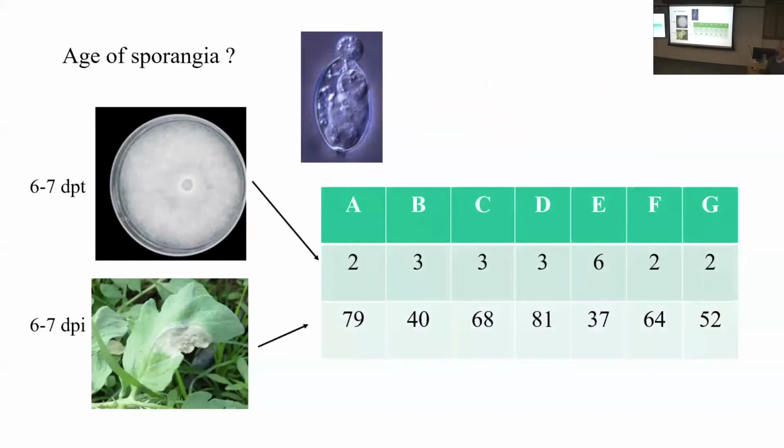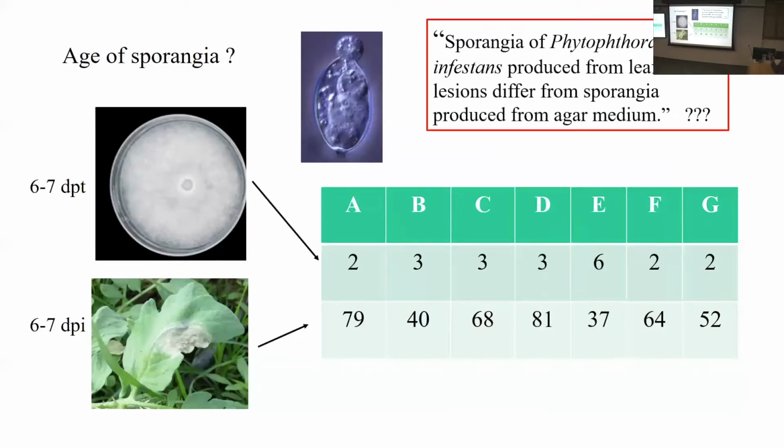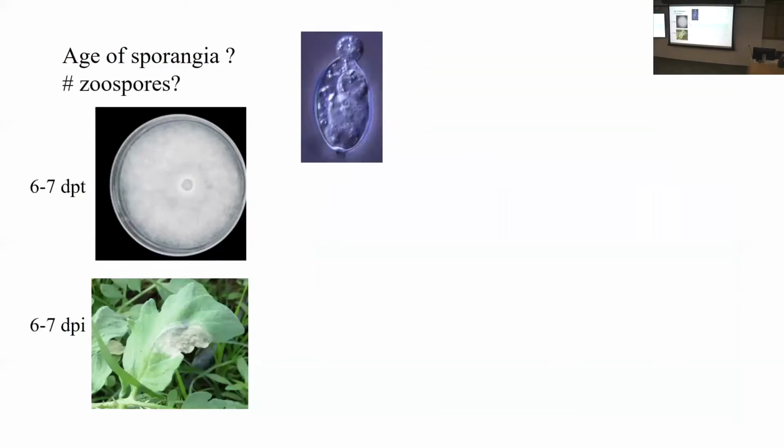But sporangia that came from leaflet germinate indirectly at very high rates. Sporangia that come from plates germinate indirectly at very low rates. So, I thought that sort of confirmed our initial title, that sporangia of Phytophthora infestans produced from leaflet lesions differ from sporangia produced from an agar medium. To me, we're just confirming what we had initially said.